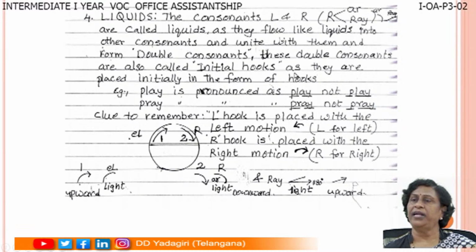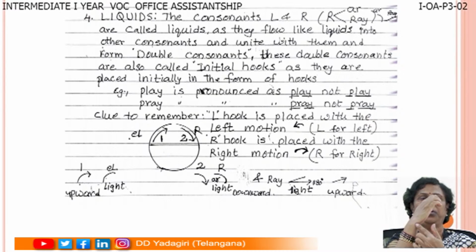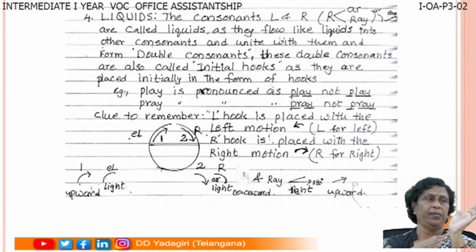Because we are going to write them initially in the form of hooks. Like in a small diagram, I'll say this is your consonant P. If I put a small hook here, if I turn it like that, it looks like a hook. With the right hand, if I make a hook like this, it is called R hook. And with the same P, with the left hand, if I do it like this, it is the hook made with the left hand. So this is L hook. With the right hand, it is R hook; with the left hand, it is L hook.